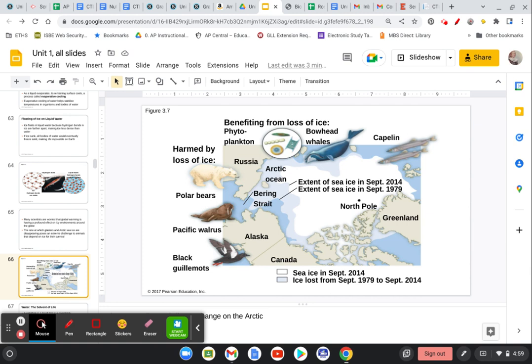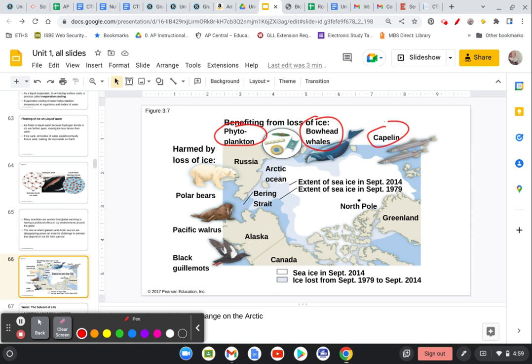So this is a picture. You're not going to be required to remember this, but I think it's interesting because, depending on what species you are, there are benefits and there are downsides to the loss of ice. For example, those benefiting from the loss of ice are things like phytoplankton, which are basically little tiny food for things like whales. And then I don't even know what a capelin is, but evidently they're benefited as well.